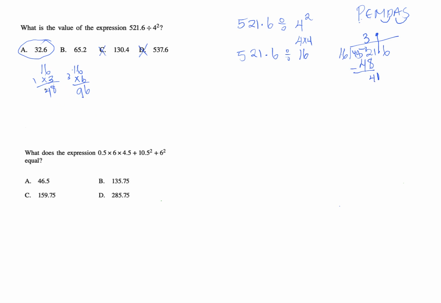41 is less than 48, so 2 will be the next best choice. 2 times 16 is 32. We're going to subtract, so you're going to have to borrow. And that's 11. So 2 from 11 is 9. Bring down the 6. And then notice we had 96 over here, and 16 goes into 96 6 times. So your answer is indeed 32.6, but you didn't have to go through all of that. Remember, your test is timed. You can figure out your answer.